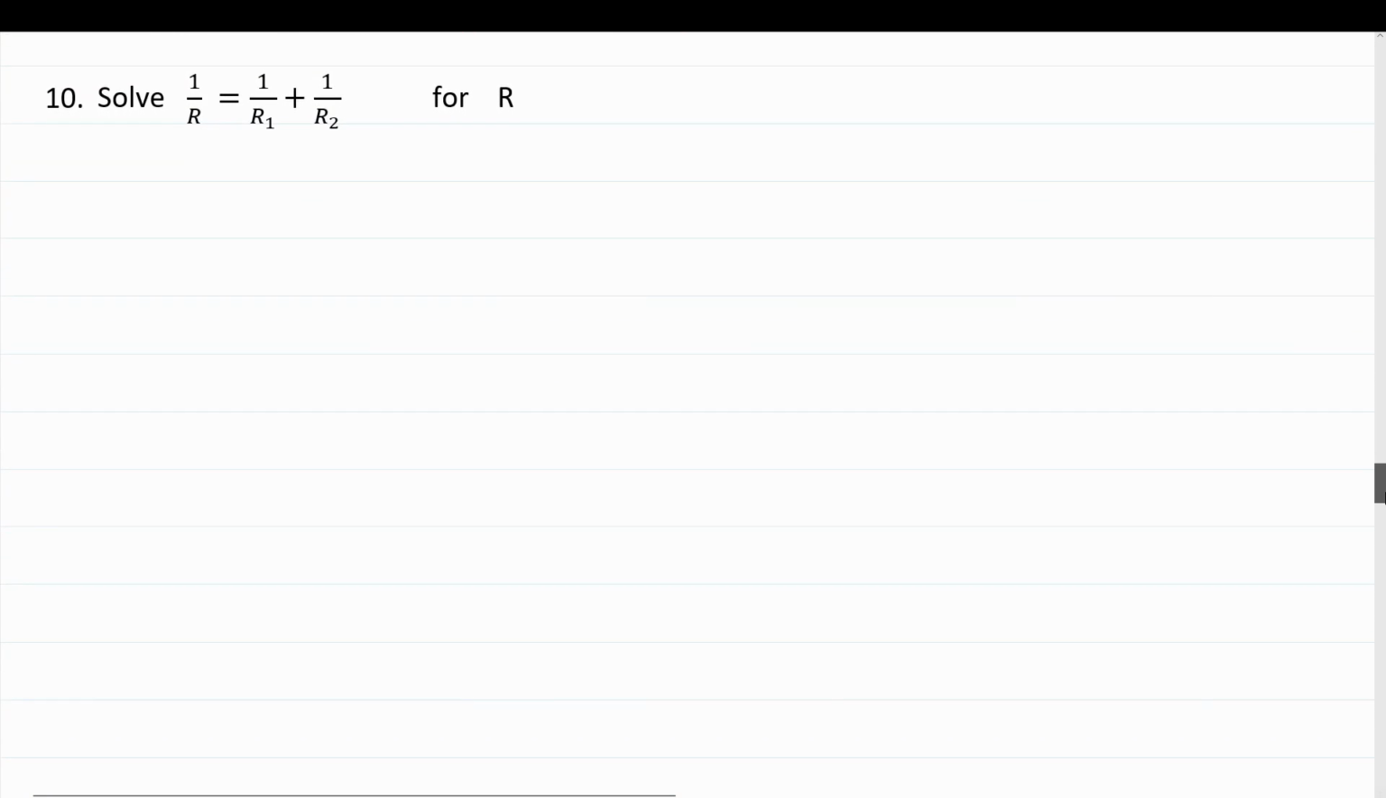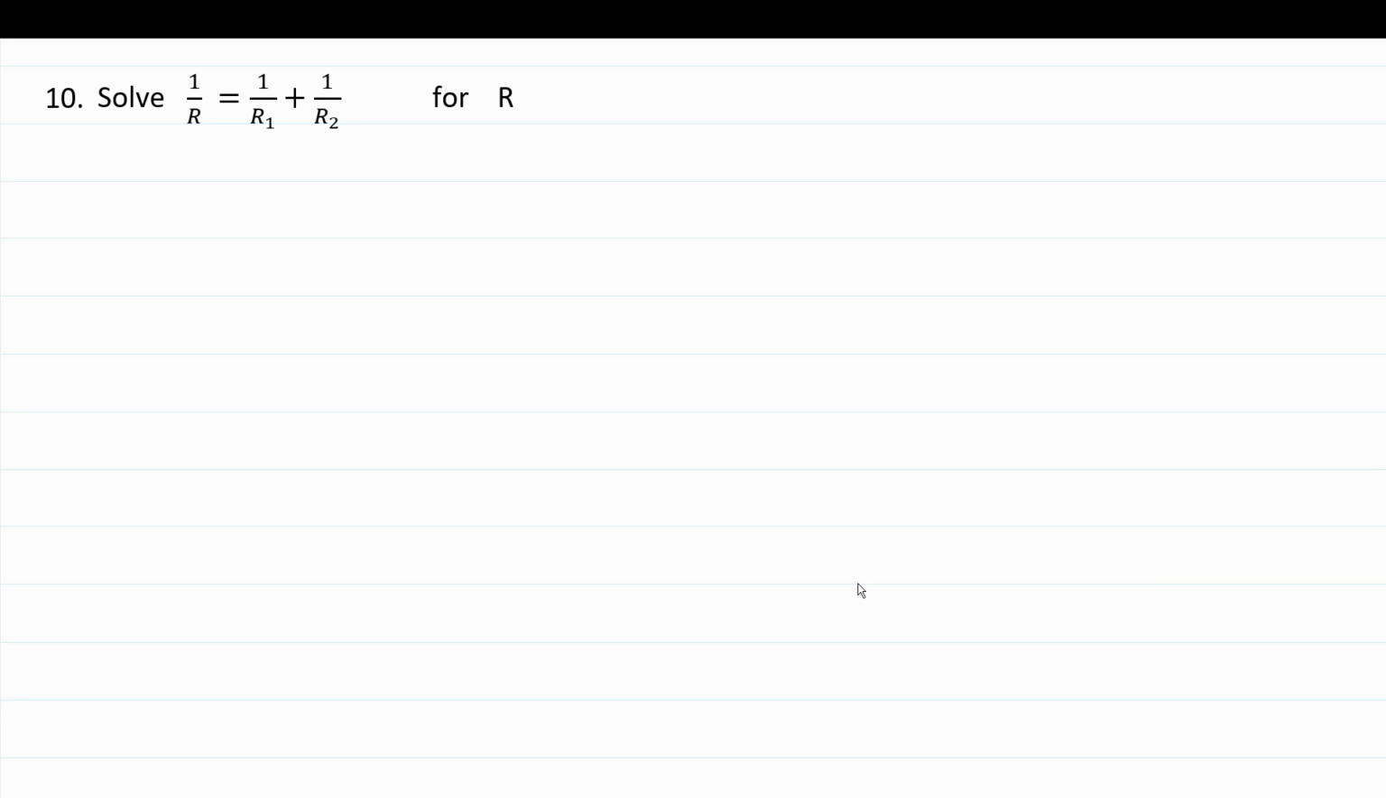All right, let's look at number 10 now. It says solve 1 over r equals 1 over r1 plus 1 over r2. And we're solving for r. This is very similar to a problem we've done already. And when I worked out that problem, I said it was probably one of the hardest problems in this video. Well, this is your second chance to solve one of those hard problems. So let's go ahead and tackle this one. To start, let's go ahead and copy it down. We have 1 over r equals 1 over r1 plus 1 over r2.